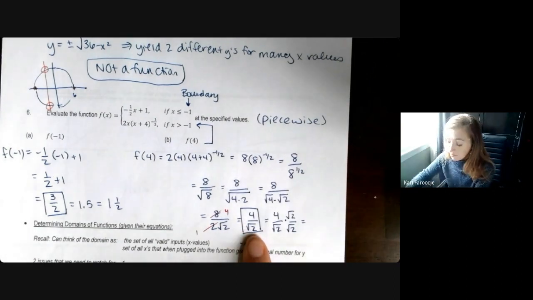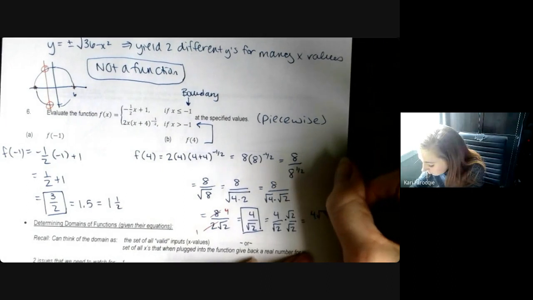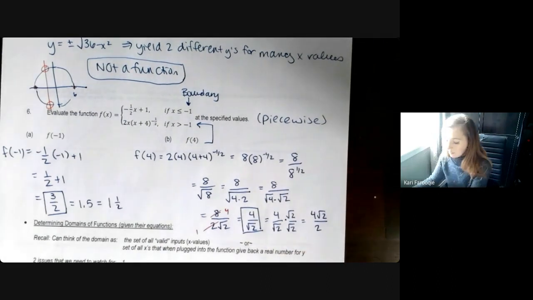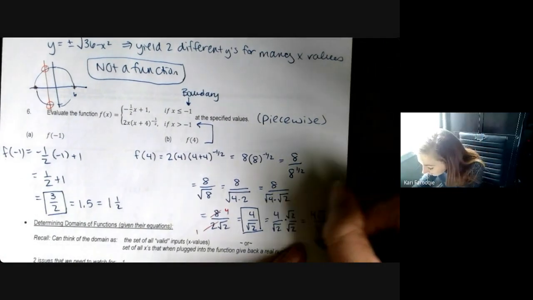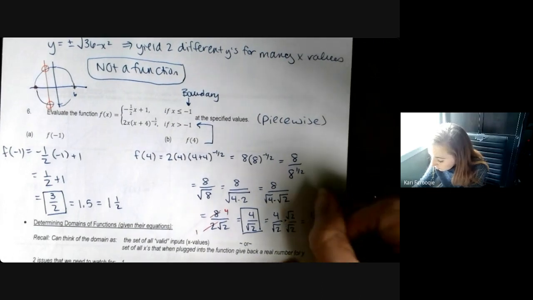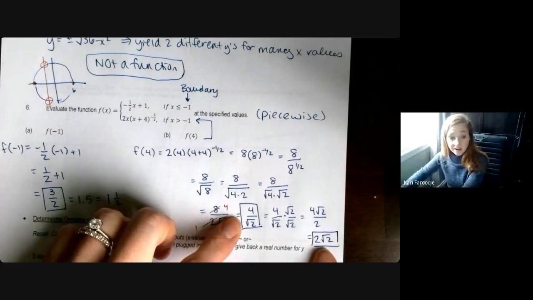Like I said, this is fine with me as long as it's simplified. I consider a radical in the denominator to be simplified, but in case you need to rationalize, it's going to look like this. The square root of 2 times itself is 2. And then you can simplify that one more time. 4 divided by 2 is 2. So you have twice the square root of 2. So these two are the exact same value.